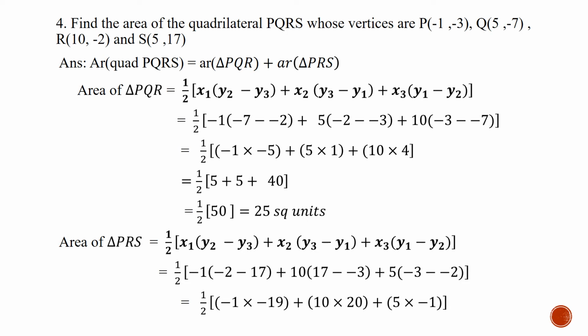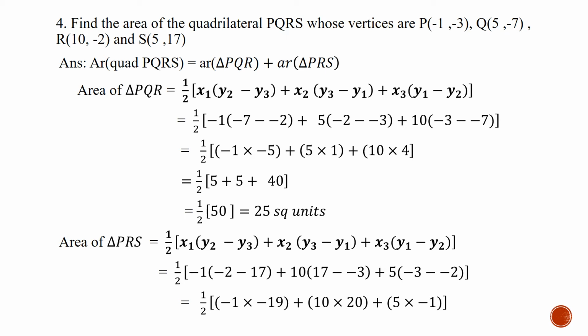Question number 4. Find the area of the quadrilateral PQRS whose vertices are P negative 1, negative 3, Q 5, negative 7, R 10, negative 2 and S 5, 17. Here, to find the area of the quadrilateral PQRS, we draw the diagonal PR and the quadrilateral is divided into two triangles. Therefore, area of quadrilateral PQRS is equal to area of triangle PQR plus area of triangle PRS.